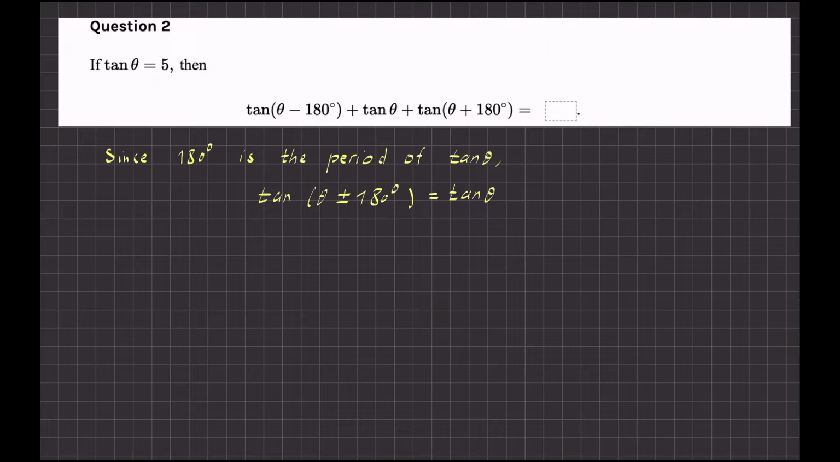Yes? So this means that this number and that number are also equal to tangent theta, and that is equal to 5. So the question is very simple. So I have to write 5 plus 5 plus 5, which is simply 15, and 15 is the answer that I have to type in the box.